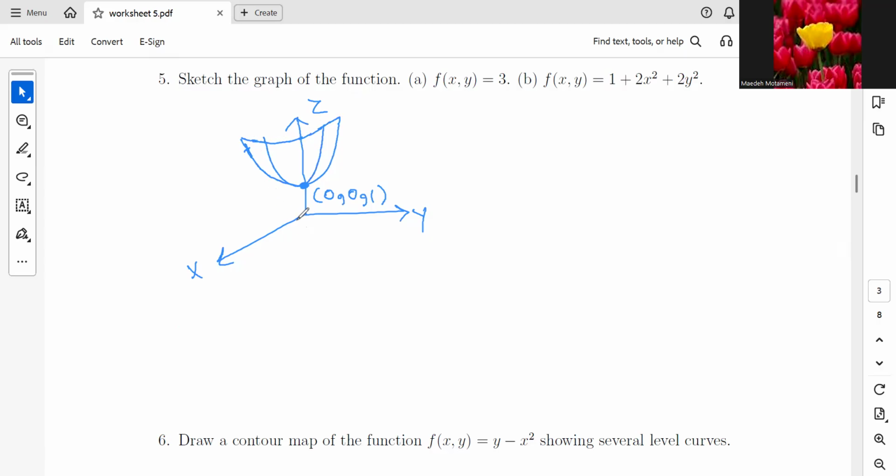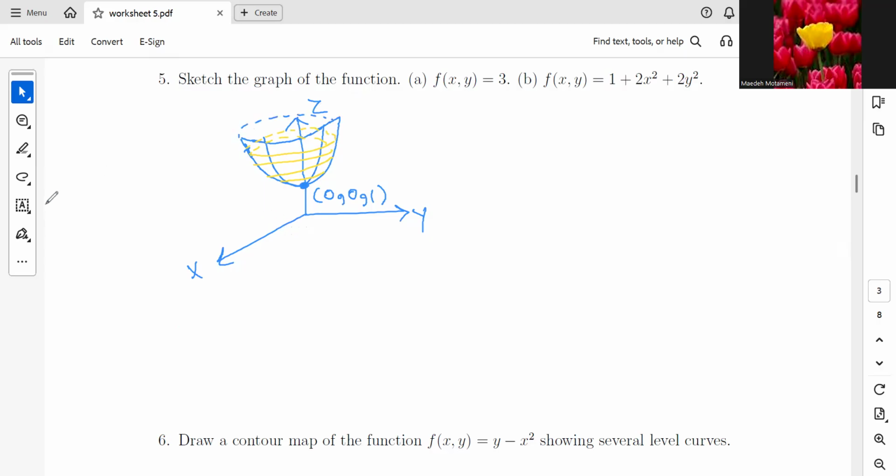And this will be a paraboloid. And the important part is when we are here, the circles are smaller, and as it goes up and up, the circles are going to be larger and larger. This can be a typical way of drawing a paraboloid.